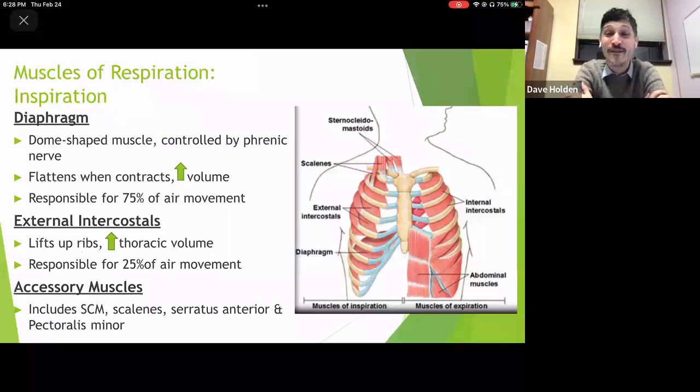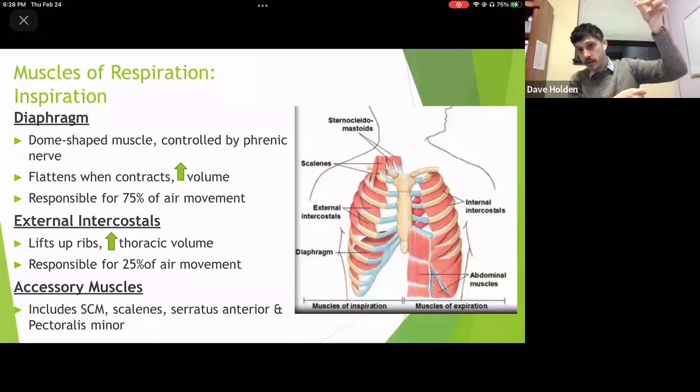Muscles of respiration. First is the diaphragm. The diaphragm is unique. It is a dome-shaped muscle, or umbrella-shaped, if you will. It's controlled by the phrenic nerve. When it contracts, it flattens. So very much like an umbrella, guys. Think about an open umbrella. You grab the little doohickey, you pull down, and the umbrella collapses.